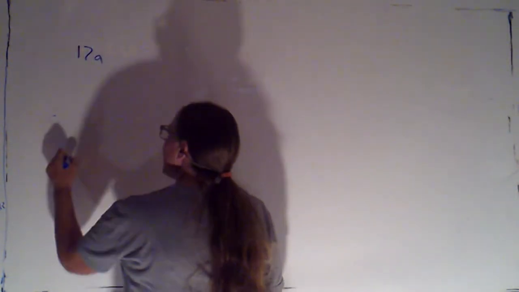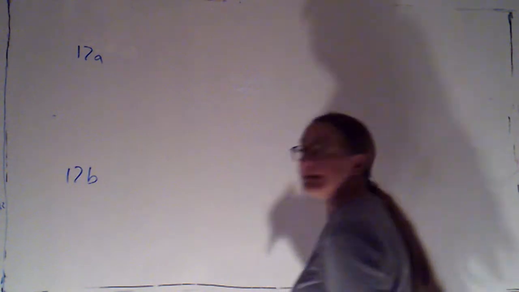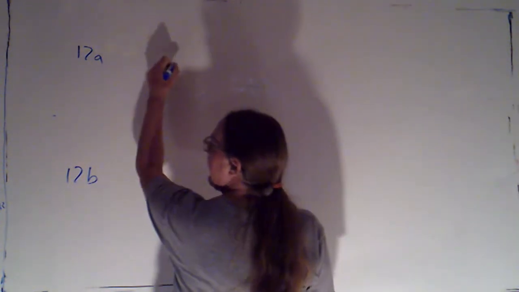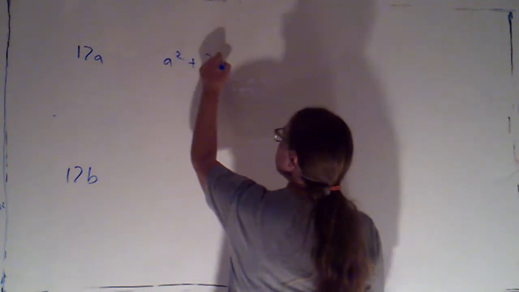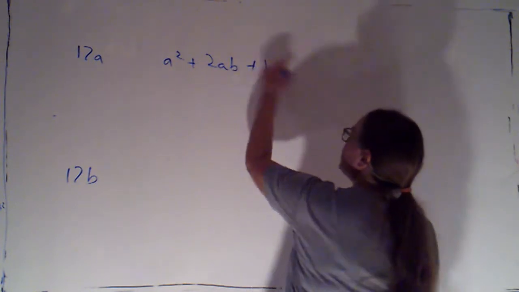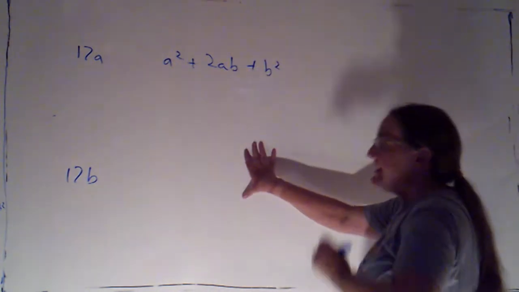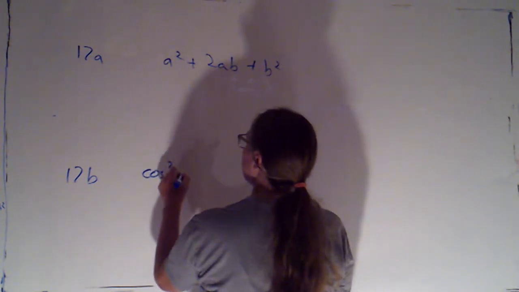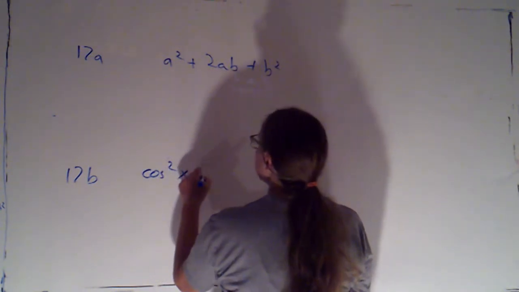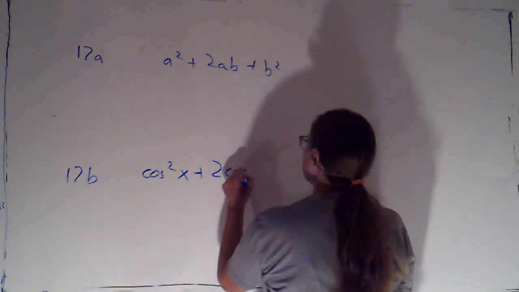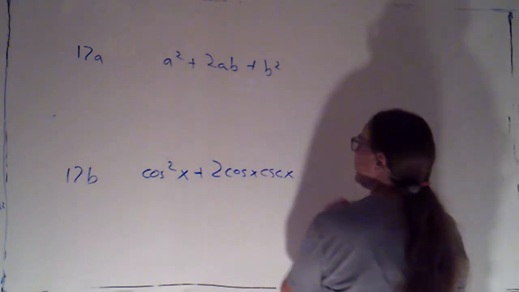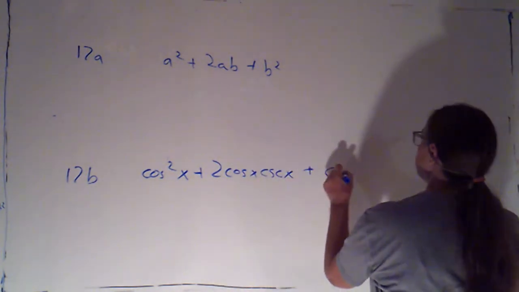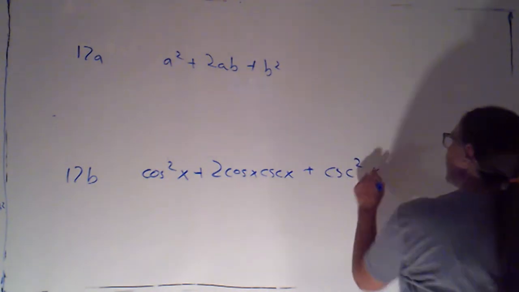I'm going to have you practice one of them. This is one from the homework. There are 2 parts to it. There's 17a and 17b. 17a is a squared plus 2ab plus b squared. And 17b is cosine squared x plus 2 cosine x cosecant x plus cosecant squared x.